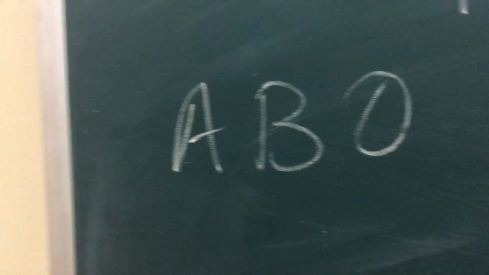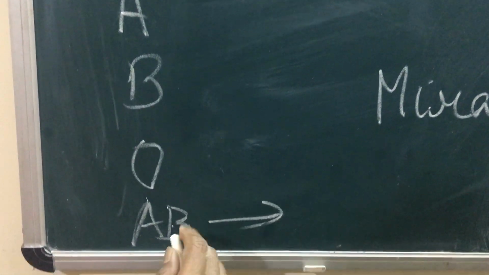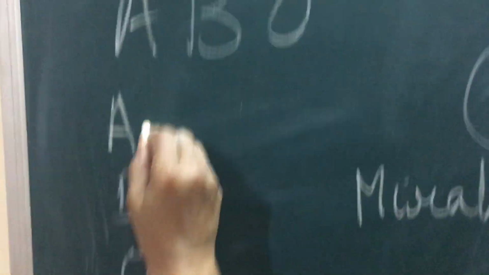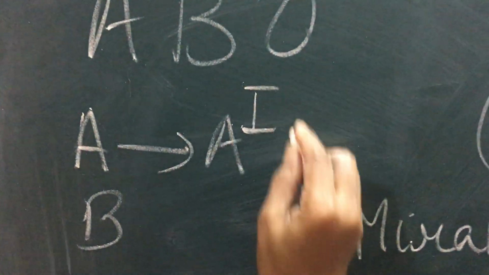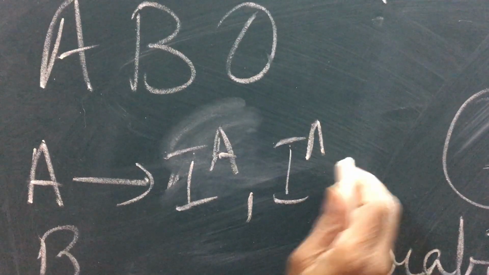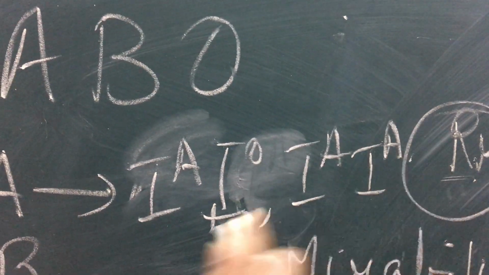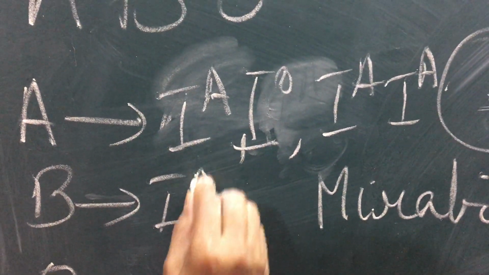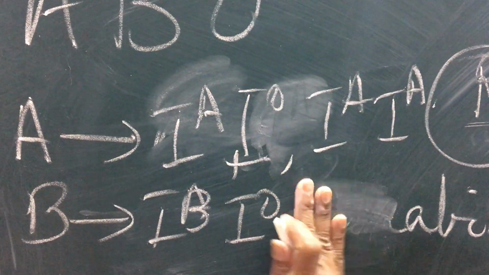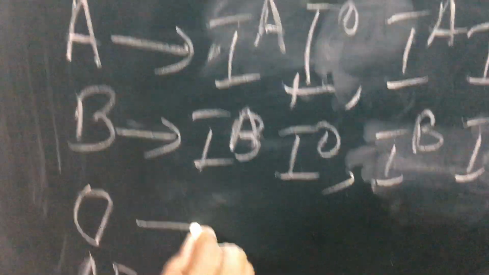And a very good example of codominance is the blood group. We know that we follow the ABO type of blood group: A group, B group and O group, and one more, AB. Here the characters are IA, IB, I0, and the groups A, B, and O.